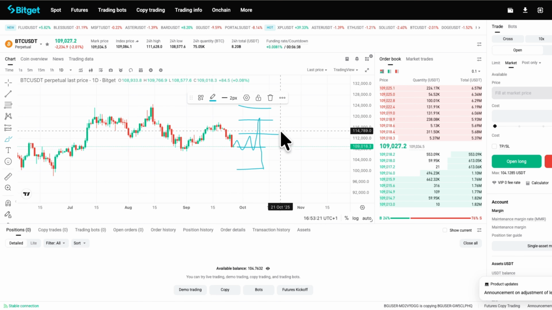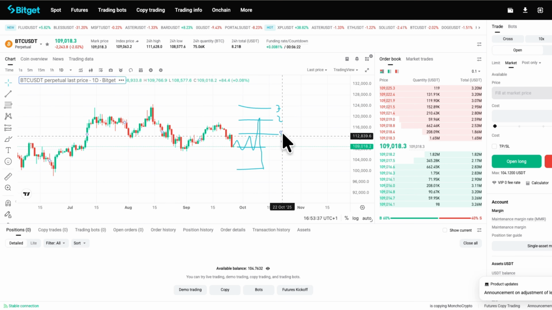So let me just write here. So you put one here, and then you set your second one here, and then you set your third one here. Don't mind my writing, please. So you set take profit 1 here, take profit 2 here, and take profit 3 right here. So that means you set 3 different take profit levels.